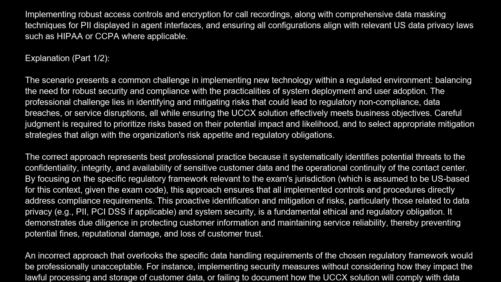It demonstrates due diligence in protecting customer information and maintaining service reliability, thereby preventing potential fines, reputational damage, and loss of customer trust. An incorrect approach that overlooks the specific data handling requirements of the chosen regulatory framework would be professionally unacceptable. For instance, implementing security measures without considering how they impact the lawful processing and storage of customer data, or failing to document how the UCCX solution will comply with data retention policies, constitutes a significant regulatory failure.